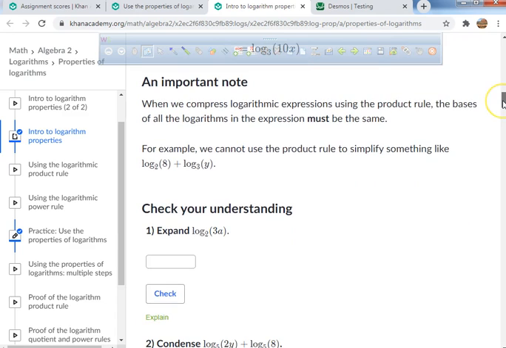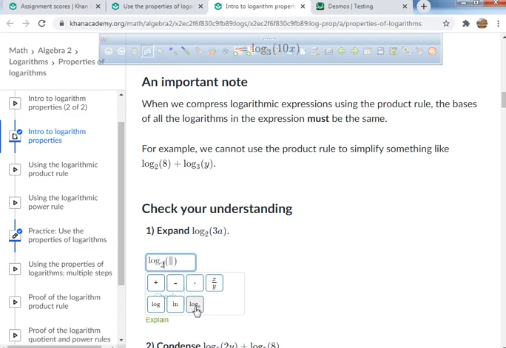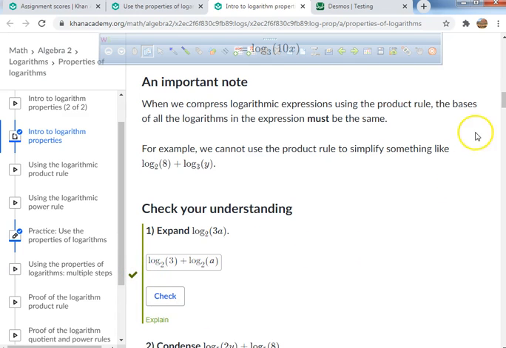Oh, here we go. So let's say it says we need to expand this. If I wanted to expand this, 3a is the product of 3 times a. So I could say log base 2 of 3 plus log base 2 of a, because 3 times a is 3a, and that's it. Ta-da, see, look, I got it right.